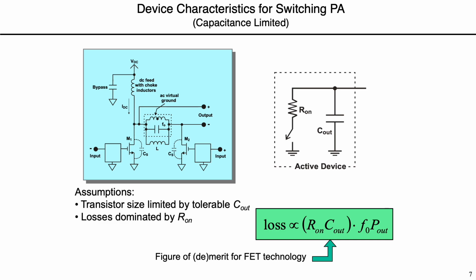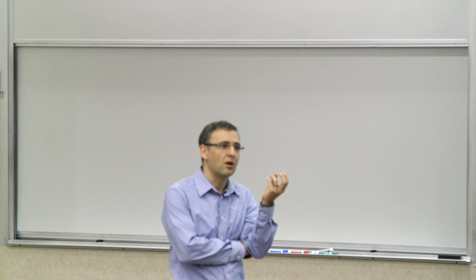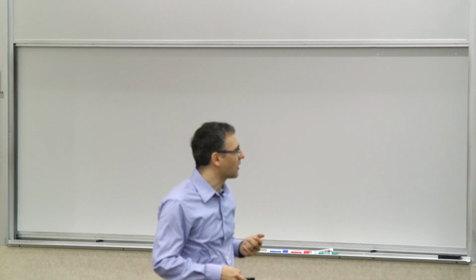Now, in this scenario, the losses are really determined by R on C out. And the loss would be proportional to this R on C out product, times f, because that's the number of times you switch and you charge and discharge your network, and the total power, of course. The more power you have, the more loss you have, because it's proportionate, right? I mean, if you're losing 10% of it, 10% of 1 watt is smaller than 10% of 10 watts, right? Okay, so that's the figure of merit for the device. So if you have a transistor and you want to evaluate it in this scenario, the first number we look at is R on C out.